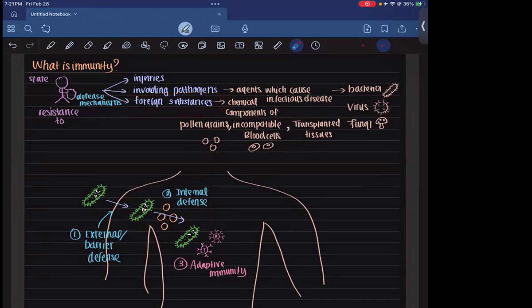So what is immunity? Your body being resistant to all of these is known as immunity. And through what are you being resistant? There are specific defense mechanisms present in your body. You have so many defense mechanisms, and it's so interesting when you learn. These defense mechanisms fight against injuries, invading pathogens and foreign substances, in order to keep you alive and living like you are now. So what is immunity again? What's the definition?